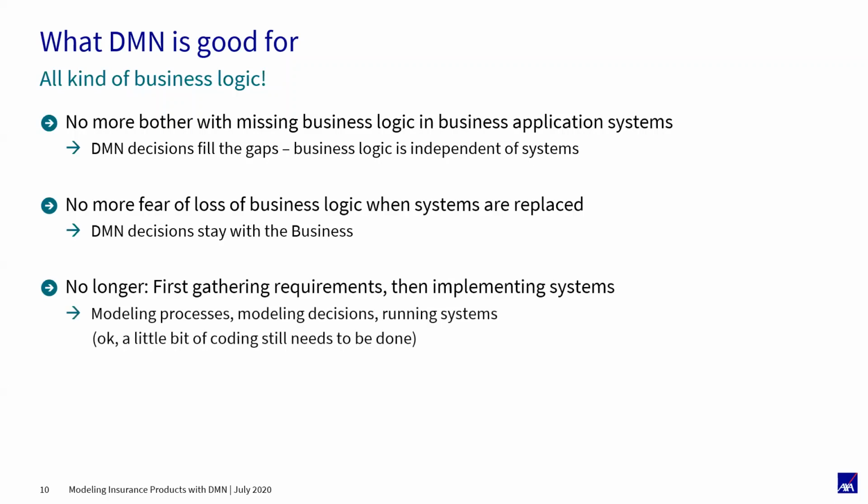Modeling processes and decisions is a better way to get a system up and running quickly. And as a closing statement, BPMN plus DMN means agile business.